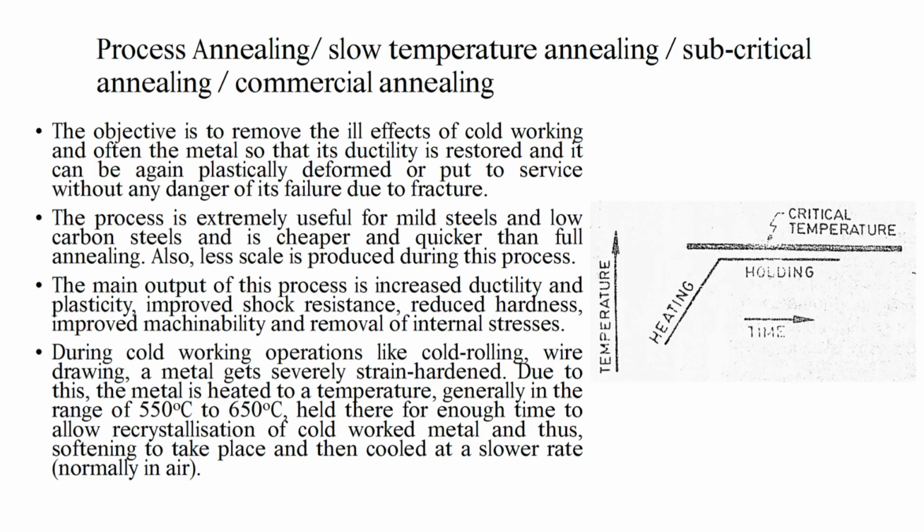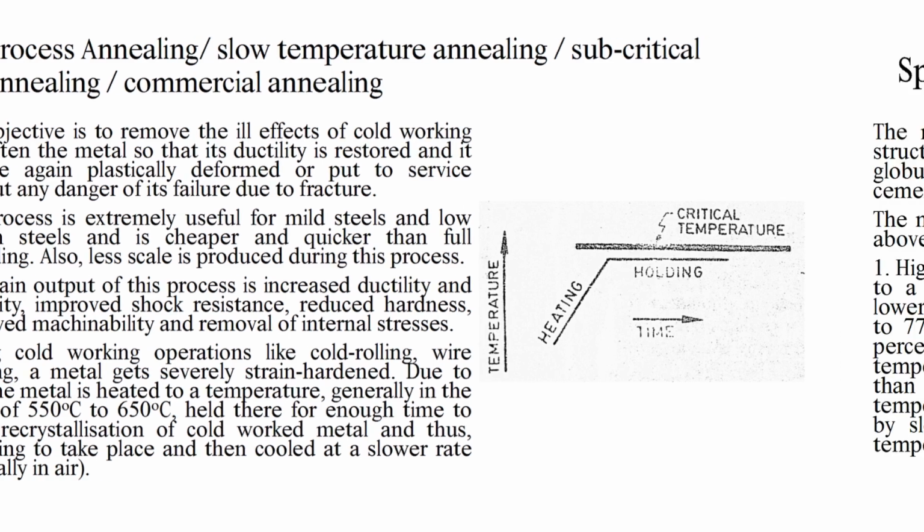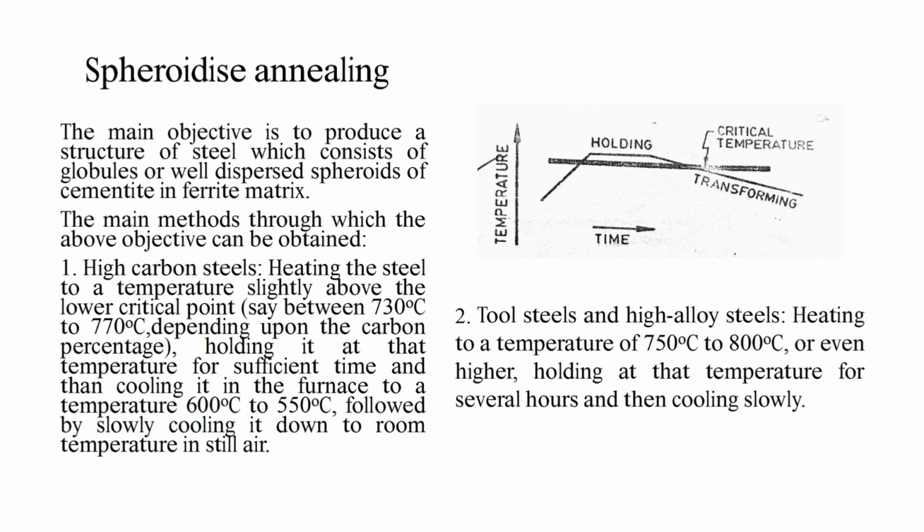During cold working operations like cold rolling or wire drawing, a metal gets severely strain hardened. To fix this, we heat the metal to a temperature between 550 degrees Celsius to 650 degrees Celsius, hold it there for enough time to allow recrystallization, and then cool it at a slower rate, normally in air. Let's explore spheroidized annealing. The main objective here is to produce a structure of steel which consists of globules or well-dispersed spheroids of cementite in a ferrite matrix.